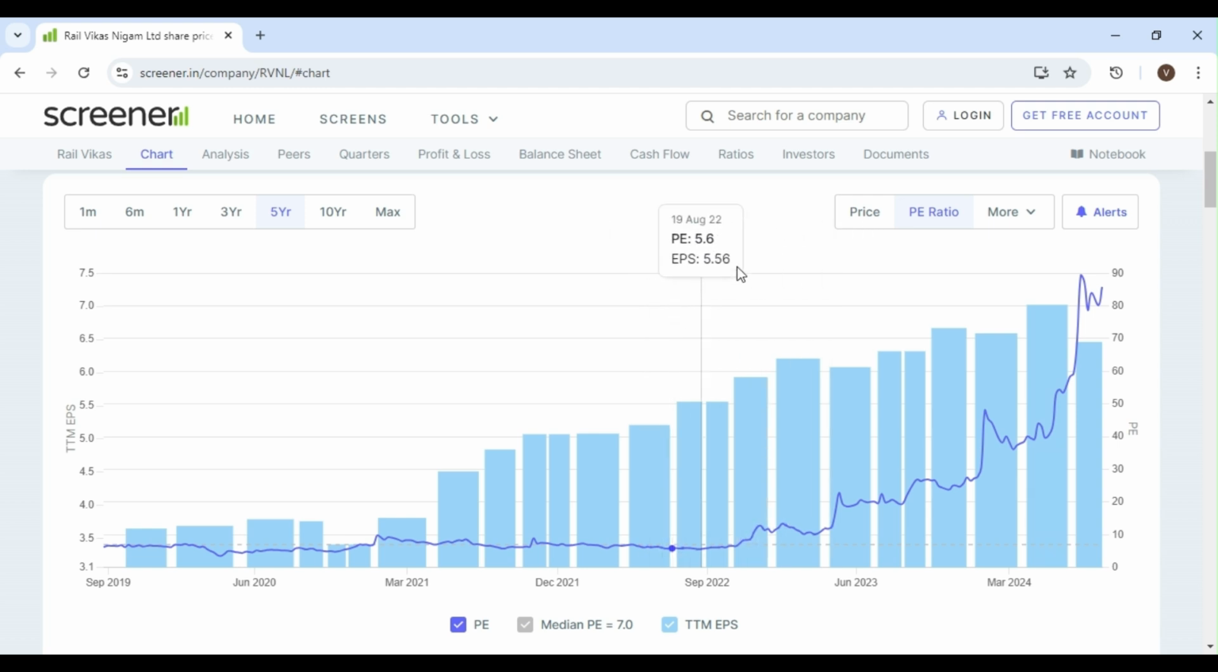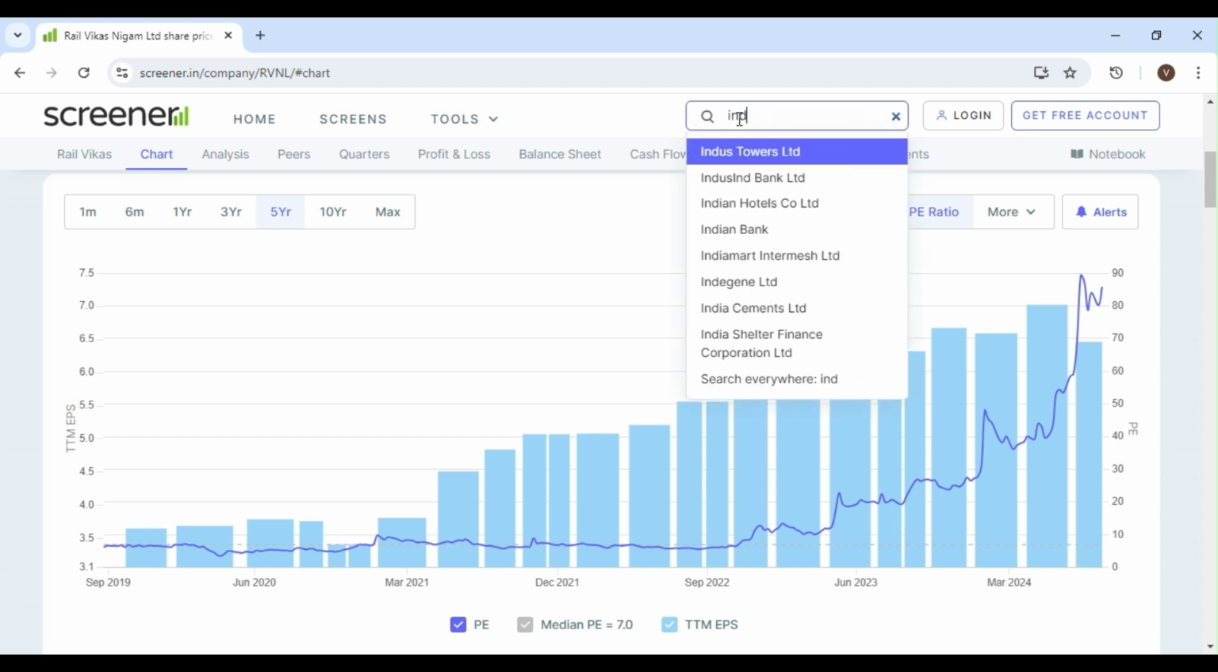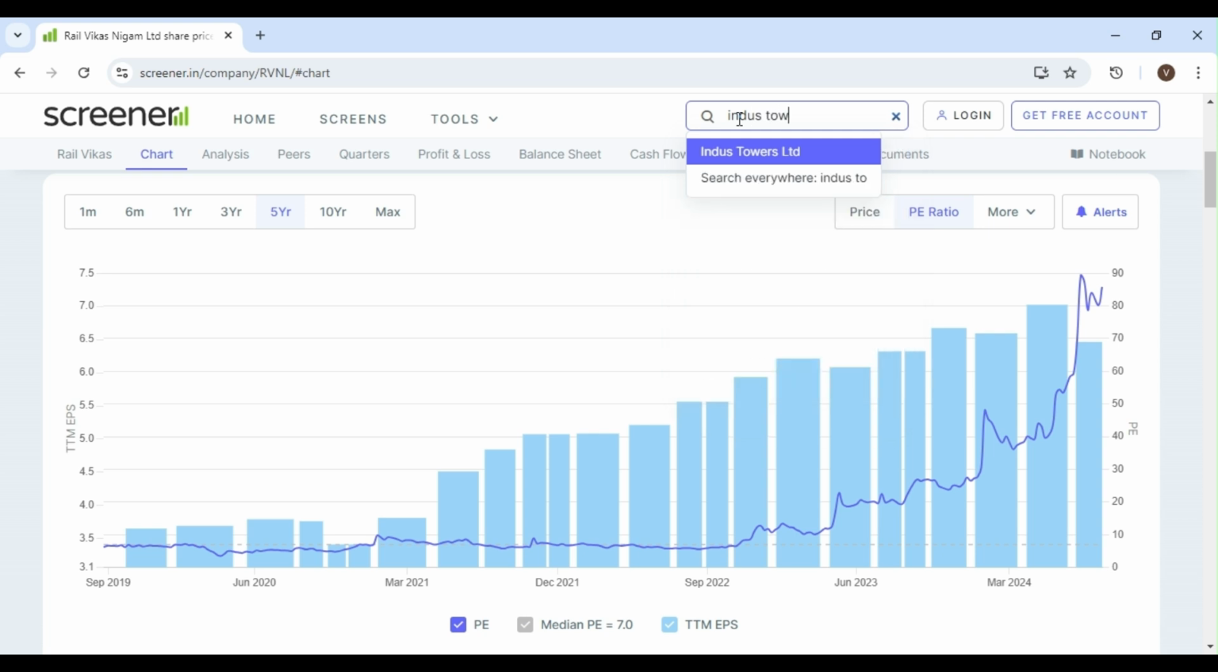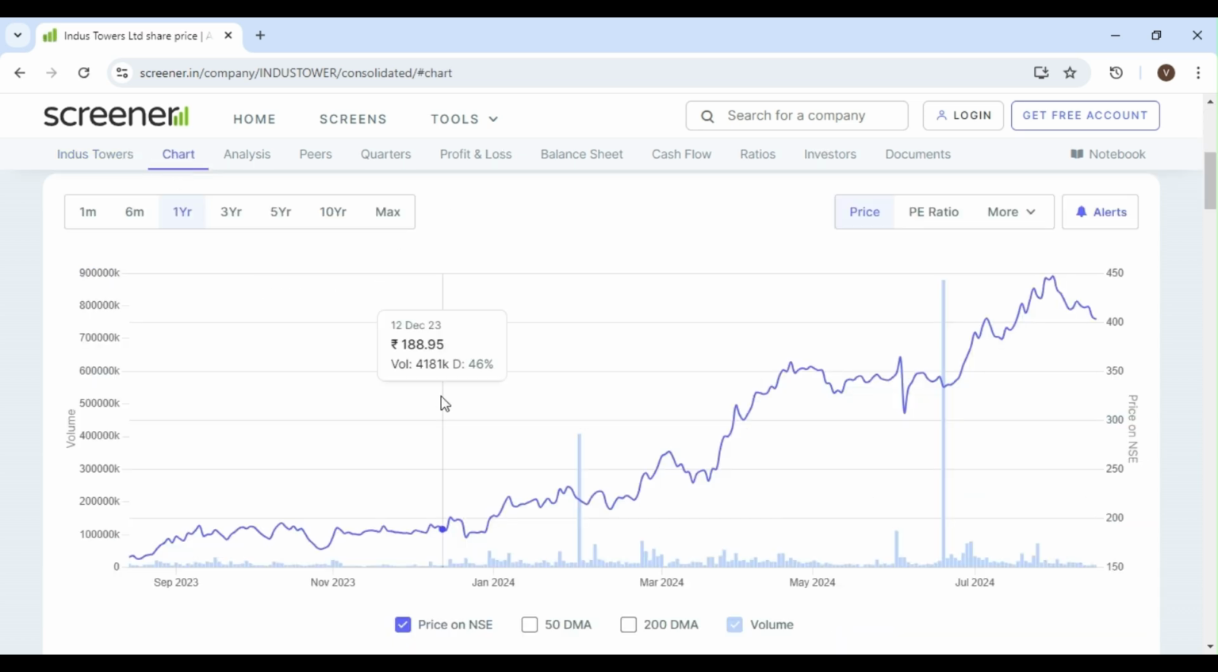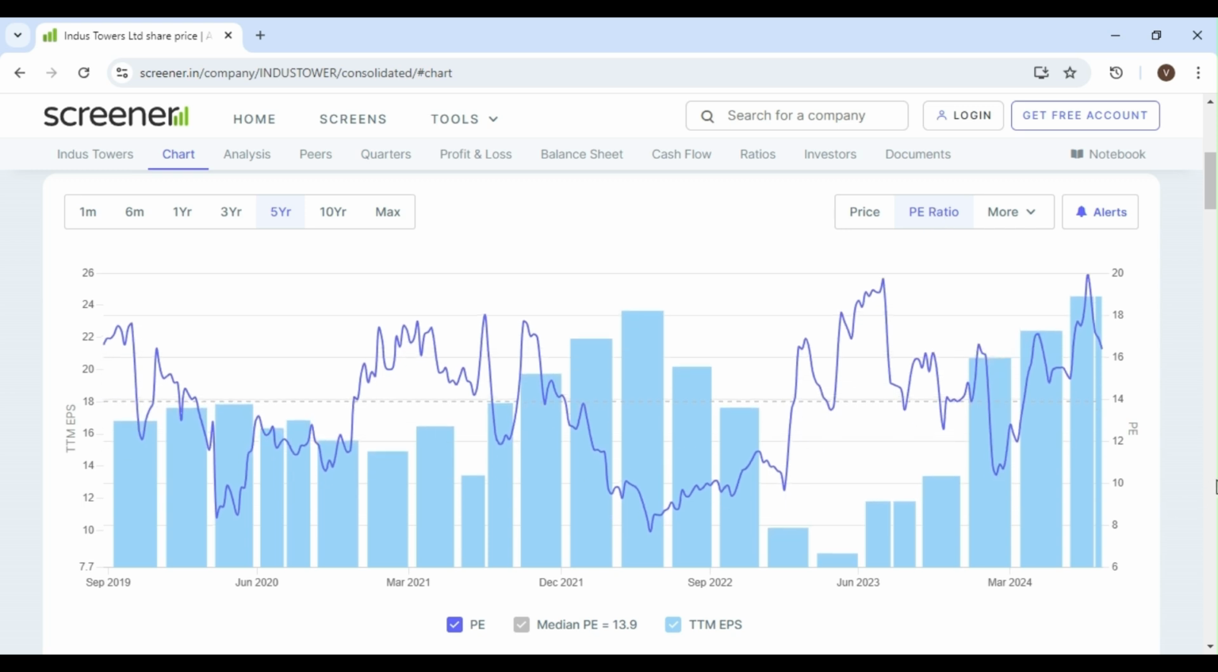So RVNL, this is for RVNL. Next, we will go to another company, Indus Towers. If we see the chart, the PE ratio with relation to them is 22.4, EPS 20.71, 13. So EPS has increased, but the price has decreased here.